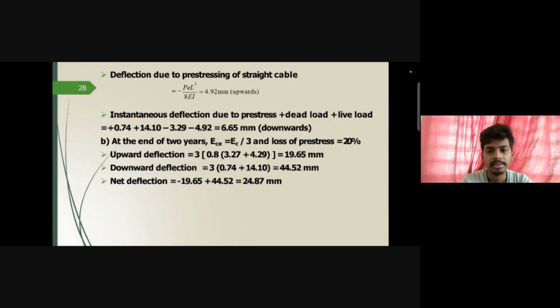So the instantaneous deflection due to pre-stress plus dead load plus live load is as follows, and we get 6.65 mm, which is acting downwards. And for part B, at the end of 2 years, where Ec will become 1/3, and the loss of pre-stress is 20%, the upward deflection is 19.65 mm, and the downward deflection is 44.52. The net deflection, subtracting those two, is 24.87.